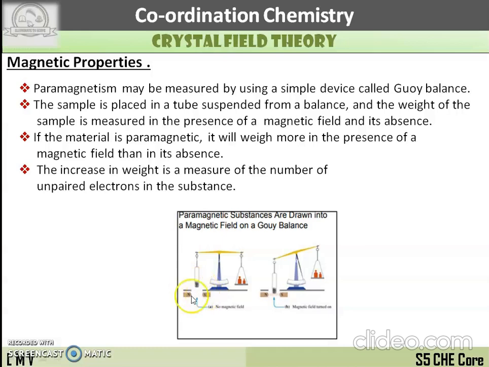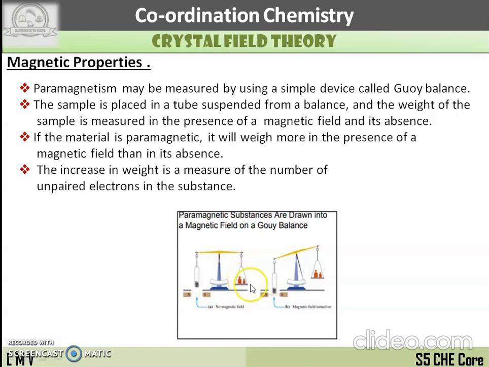So when the magnetic field is applied, it's an electromagnet, if it is a paramagnetic substance, what will happen? If this complex is a paramagnetic substance, it will be attracted towards the bar magnet, isn't it? If it is paramagnetic, it should definitely be attracted towards this magnet or towards the magnetic field. And as it is attracted downwards, we know that weight is equal to mg, mass into acceleration due to gravity. So as it is pulled downwards, we have to put more weight here.